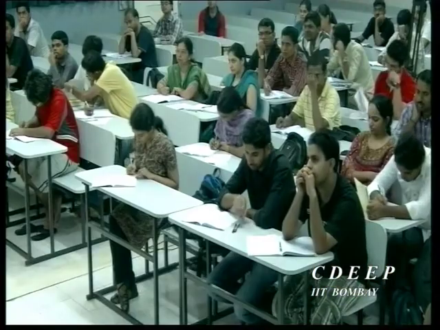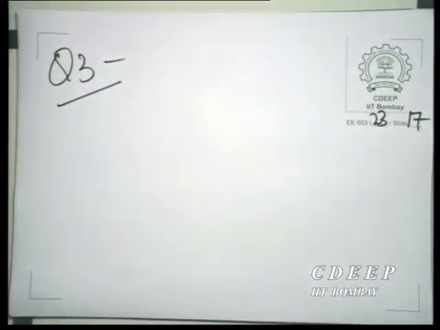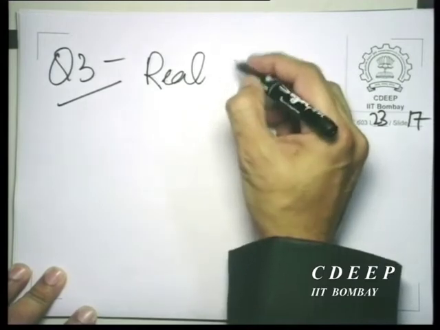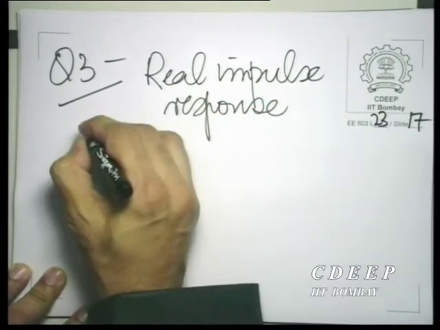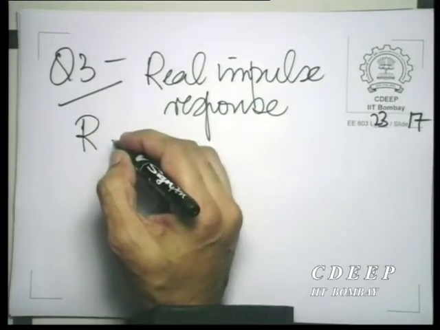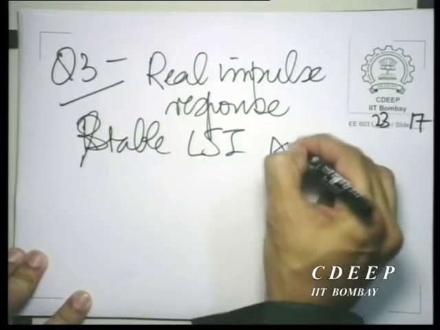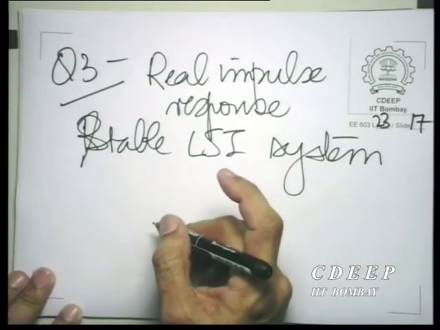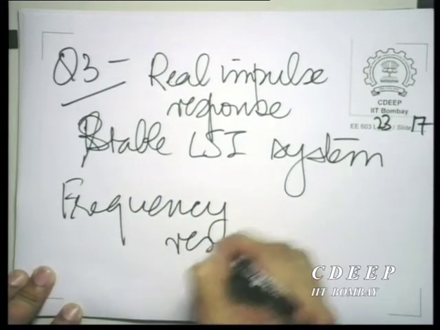All right, since there are no questions, we will proceed to question 3. Now, in question 3, there were two objectives, and the question was as follows. You were given a real impulse response, stable LSI system. Well, not necessarily rational actually, I am sorry. So you have a real impulse response and you have a stable LSI system. So you are bound to have a frequency response. So the frequency response is guaranteed to exist.